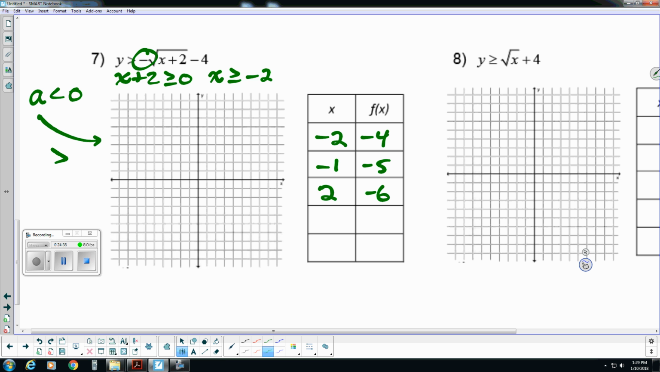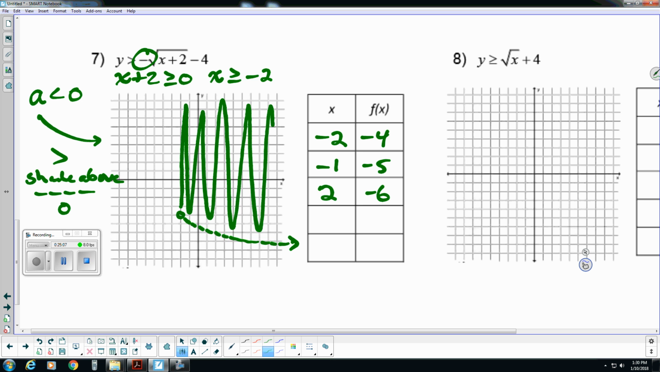I have a greater than symbol, so we're going to shade above. We're going to have a dotted line, and we're going to have an open dot. Open dot at -2, -4, -1, -5, and then 2, -6, dotted line, dashed line, and we're going to shade above. So again, it's like a boundary right there. Shade above.